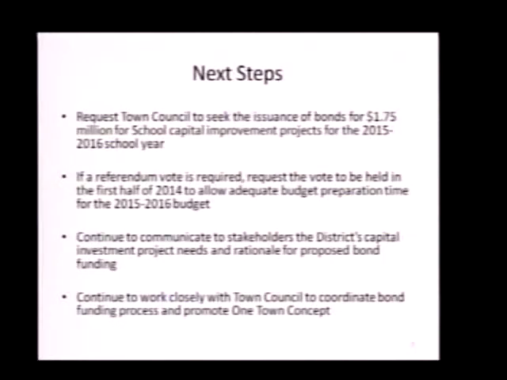One reason we're trying to get this done now for 2015 and 2016 is that the 2015-2016 school year begins on July 1st of 2015. Before you know it, we'll be in 2014. So to plan all these projects, to coordinate these projects so we don't have to interrupt the school year, that's the reason for bringing it forward tonight, to provide adequate planning time. Based on what happens tonight and working with the Town Council, the Buildings and Grounds Committee and Greg Morrill's team will start looking at bidding, looking at coordinating the projects.